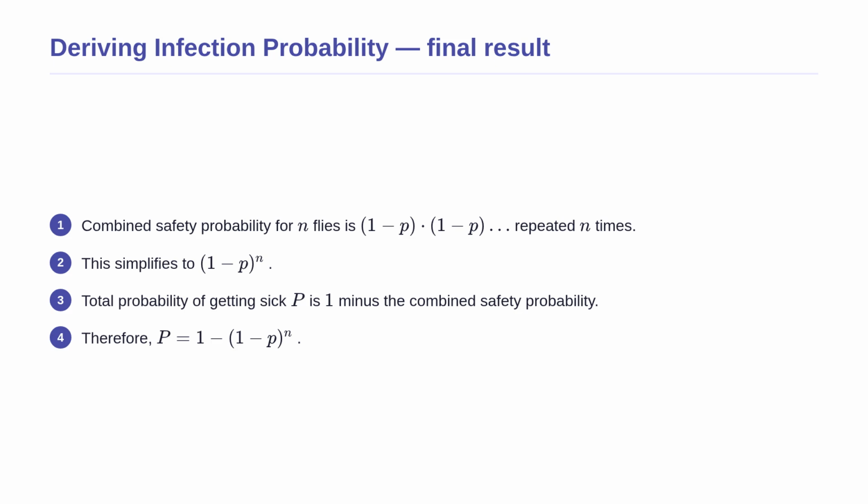Since you either get sick or you stay healthy, these probabilities must add up to 100%, or 1. Therefore, we subtract the combined safety probability from 1. This gives us our final proven result, capital P equals 1 minus the quantity 1 minus p raised to the power of n. This mathematically proves why keeping all flies away from food is a critical hygiene practice.